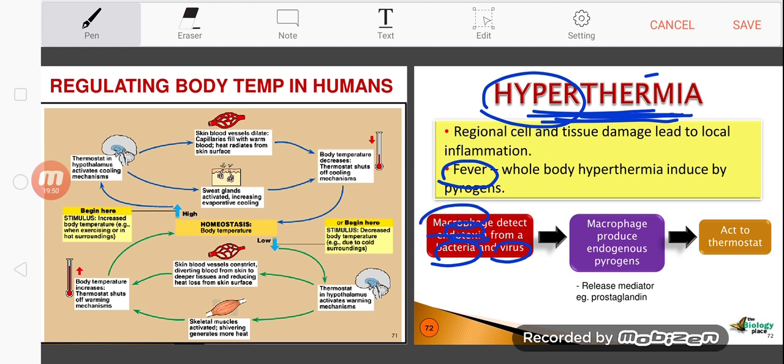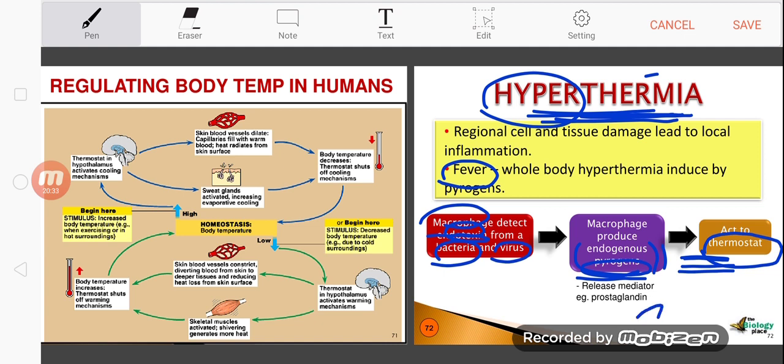Once the macrophage detects the endotoxin, this macrophage will produce endogenous pyrogen. This pyrogen is actually a chemical switch to the thermostat. So the thermostat will detect this pyrogen. Eventually it will, can we say, calibrate, or it will increase the thermostat in our body.